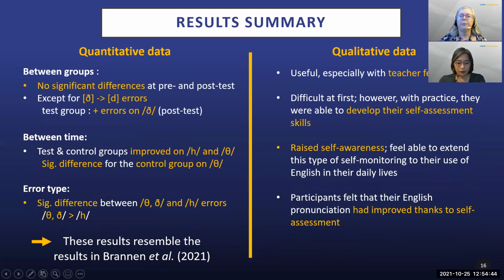So in summary, pre and post-test data did not show any significant differences between the test and control groups, except that the test group actually had more errors in post-test, the opposite from what was predicted. However, both test and control groups did improve on H and theta. Looking at the error types, we see that TH errors were more numerous than H errors for both groups. The results from the sentence data thus resemble the phrase data reported by Brannan et al. 2021. Let's now look at the qualitative results from the guided interviews.